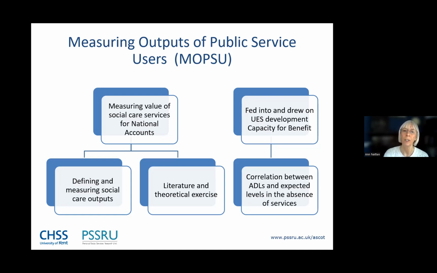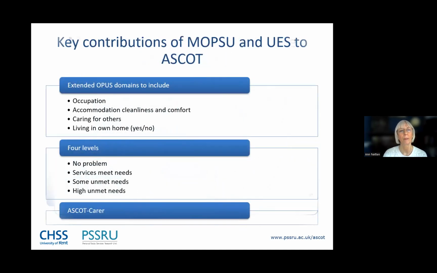And one of the things that emerged from this piece of work was this concept of capacity for benefit, as we found the validity of the expected measure was being reflected in a correlation between ADLs, activities of daily living, which are easier to measure, and expected levels. We found that correlation, which is useful for the purposes of actually ongoing monitoring. So we had these ongoing different pieces of work, from which emerged a wider version of our outcome measure, which we now started to call ASCOT.